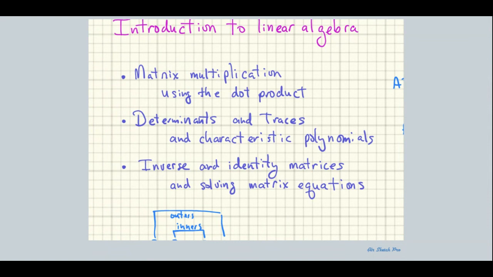And then I found an application problem that you're not responsible for. You're not responsible for traces or characteristic polynomials. But I used that as an application for adding and taking scalar multiples of matrices. That's good for linear combinations. And then we talked about inverse and identity matrices, by noticing that we could find an inverse matrix and noticing just the basic form of the identity matrix.